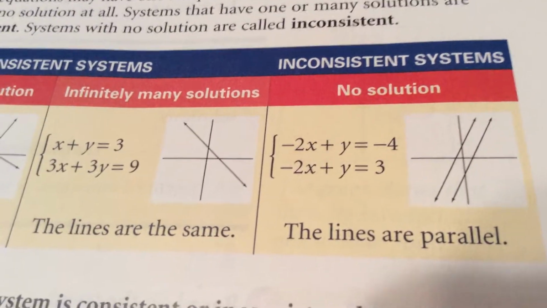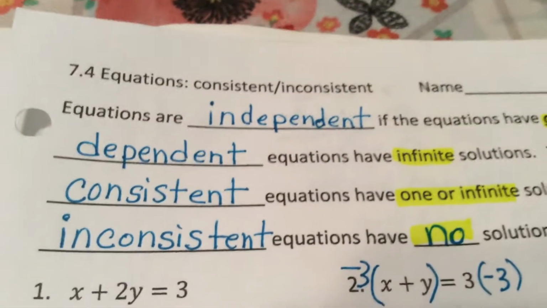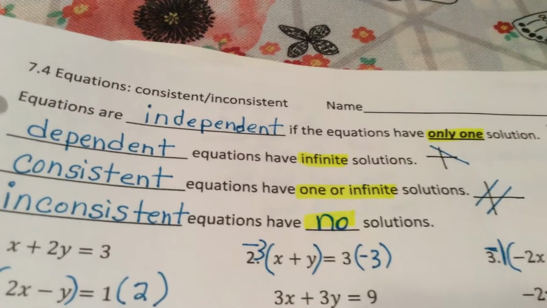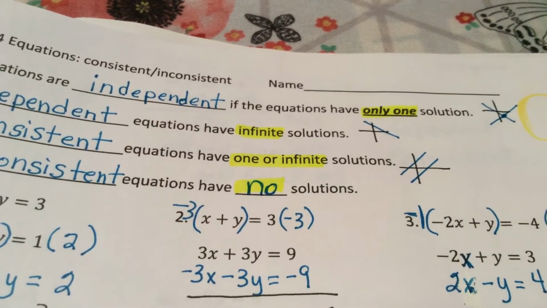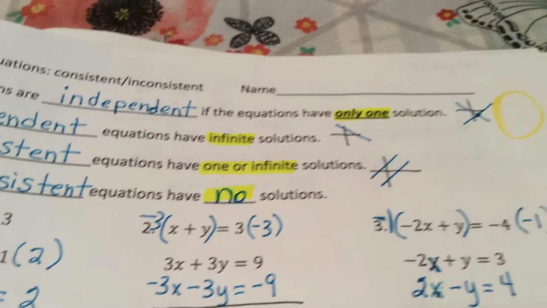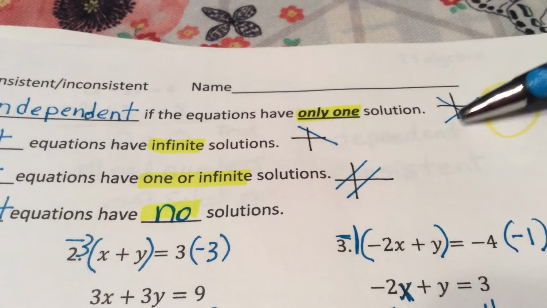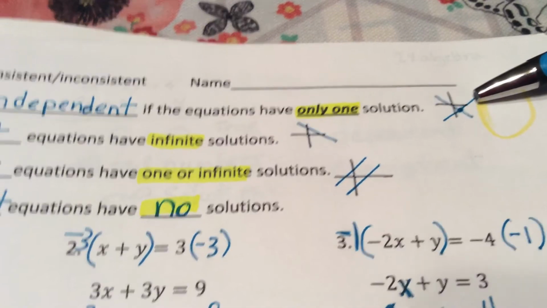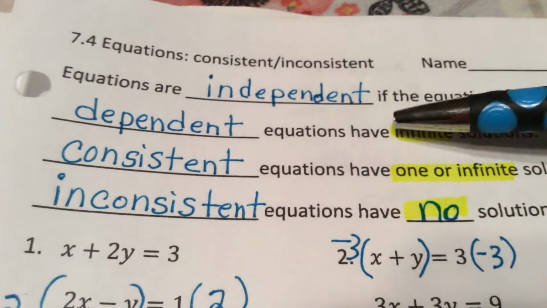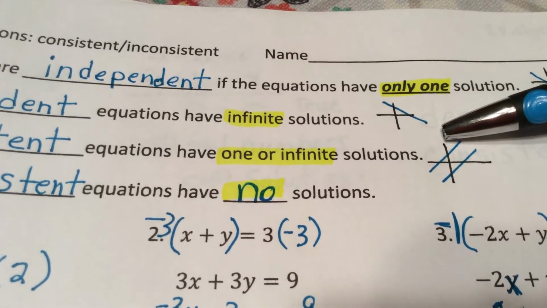Now we're going to put these definitions in your notes. Equations are independent if the equations have exactly one solution. Exactly one solution means you have an x and a y. This is what happens when you have one point where these two lines cross. Dependent equations have an infinite number of solutions. Look at this line. All of those points are the same for both equations. Infinite.